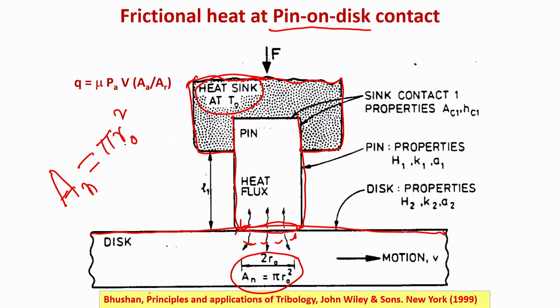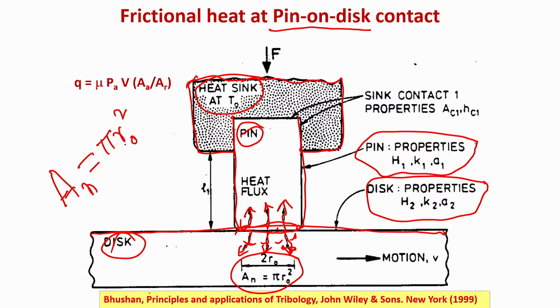Now, you have a disc and a pin. One of these mating solids, either the pin or the disc, is stationary while the other is rotating. This is the nominal contact area A n, not the real contact area, where heat will be generated and then the heat flux will be conducted either through the pin or through the disc. In other words, whatever heat is generated at the contact region will be partitioned between the pin and the disc. Okay. To what extent this is partitioned depends on the relative properties of the pin and the disc.